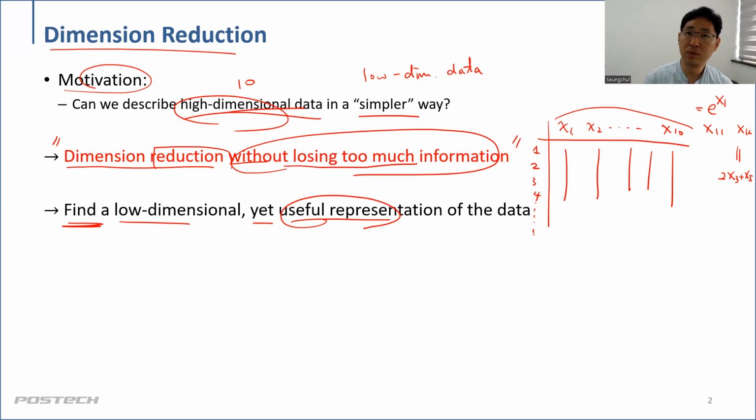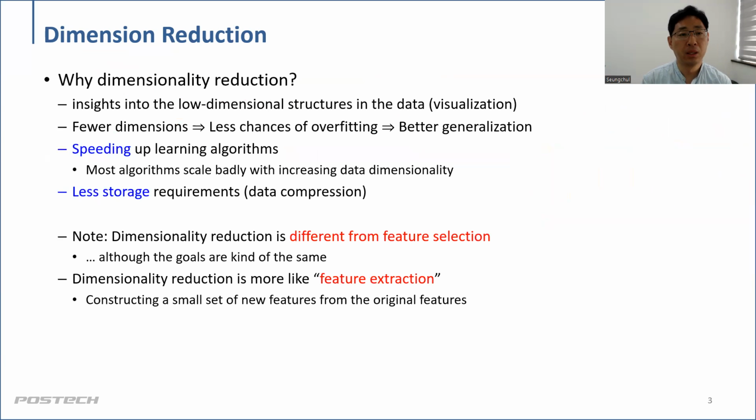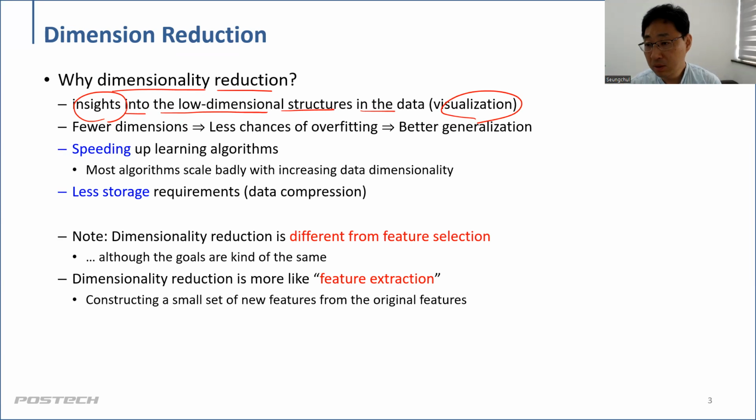So I guess at this moment you guys are convinced that you should do dimension reduction and you should know how to do it. So why dimensionality reduction? It reveals low dimensional structures in a data set. Like I said, the highest dimension that we can visualize is 3. So for visualization purposes, we have to do dimension reduction, and then we can get some insight from it.